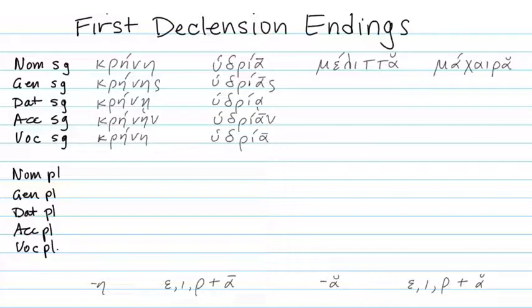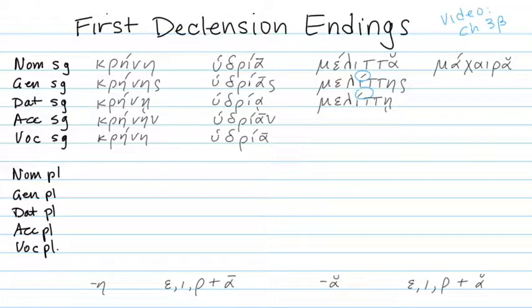So far the difference between type 1 and type 2 is that type 1 has all etas, and type 2 has all long alphas. Now if we look at type 3, we're going to flip back and forth between the short alpha and the long eta. So melita, but then melites and melite. If you're wondering why the accent moved, go and review the video for chapter 3 beta on noun accents. For the accusative singular, we're back to the short alpha, meliton, and the vocative singular, melita.